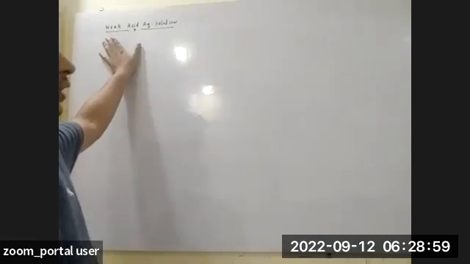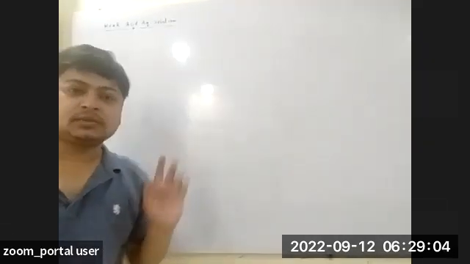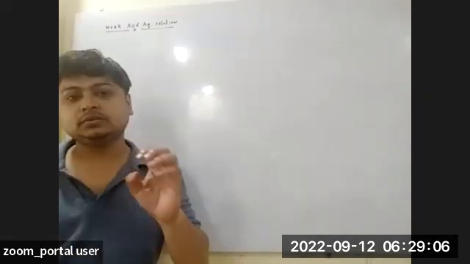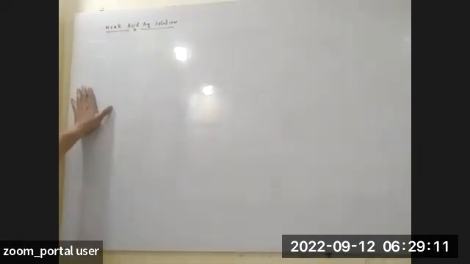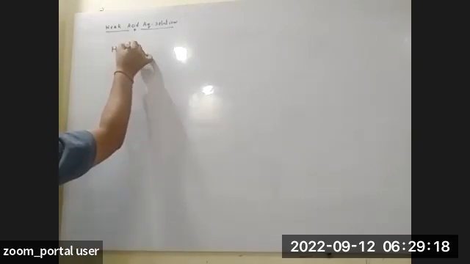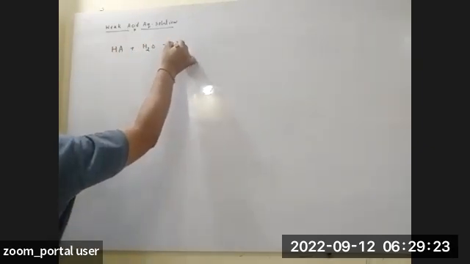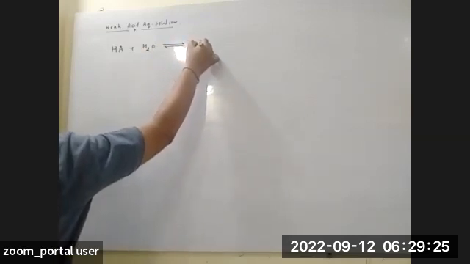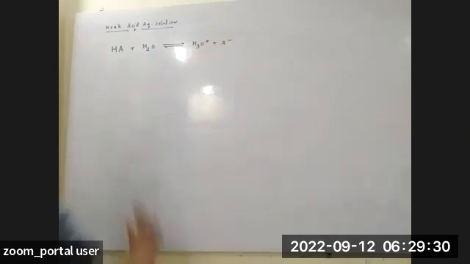Now the most important section is this. I will give you minimum information, and you can solve all the problems. You just see carefully. Let's say it is given HA, okay? HA plus water, and it is a weak acid, so it will produce H3O plus and A minus. Is there any doubt in this?